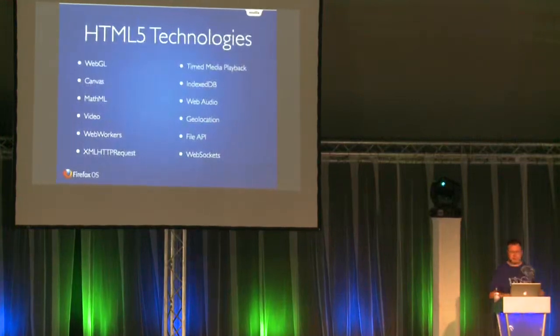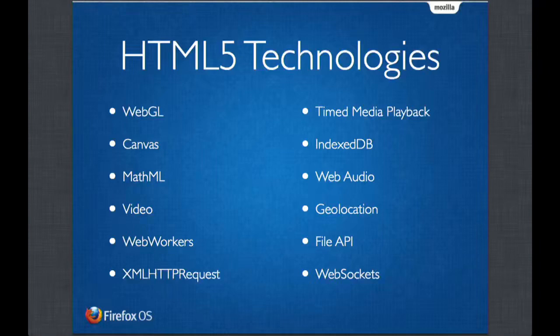But on top of that, we also have, of course, HTML is not just about markup. HTML is also about APIs. That's what the whole HTML5 umbrella means. So that includes WebGL, Canvas, IndexedDB, audio, video, geolocation. All those APIs are available to you when you write an application for Firefox OS.